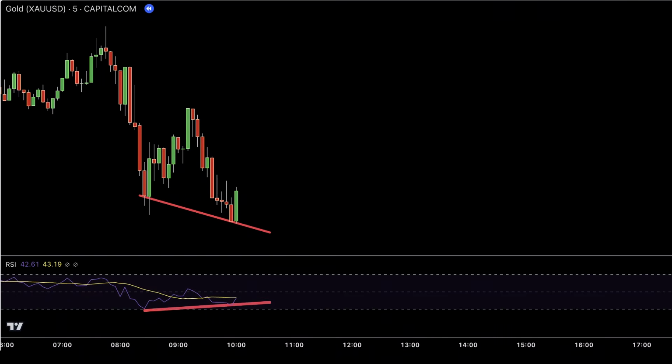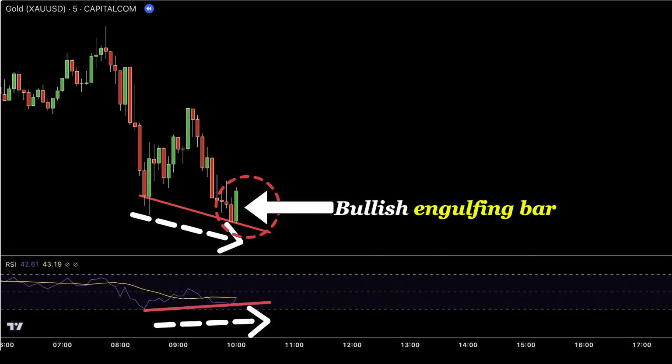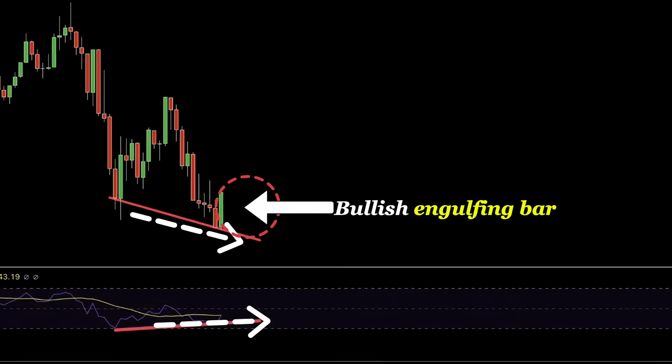As you can see, the market is creating a lower low on the price chart, while the RSI indicator is forming a higher low. This is a clear bullish divergence, suggesting that bearish momentum is weakening and that the market may be preparing for an upward reversal. The next step is to wait for a candlestick pattern to confirm the setup. In this example, we have a bullish engulfing candle, showing that buyers have stepped in and gained control over sellers. This provides additional confirmation that the market could be ready to move higher.